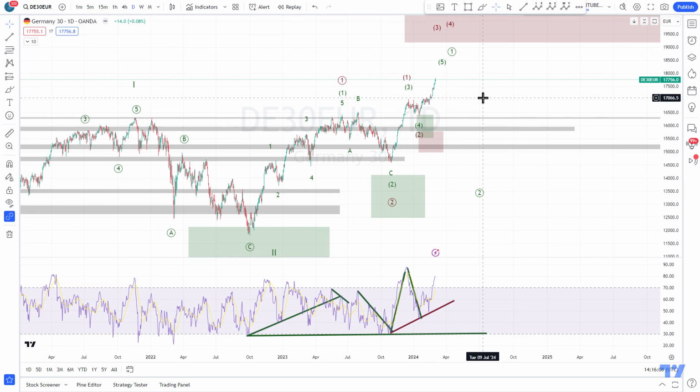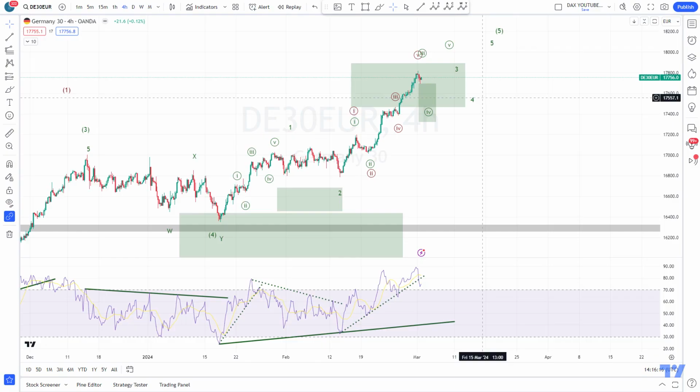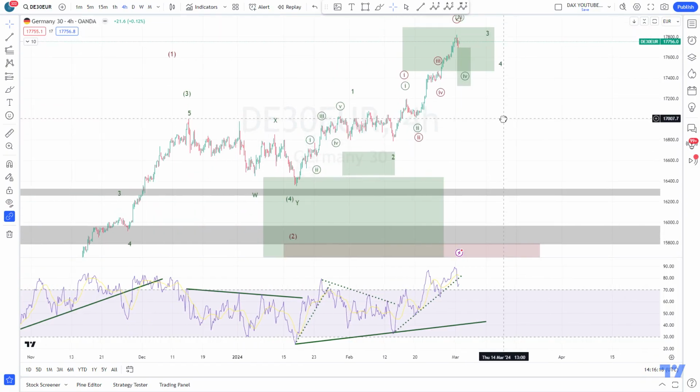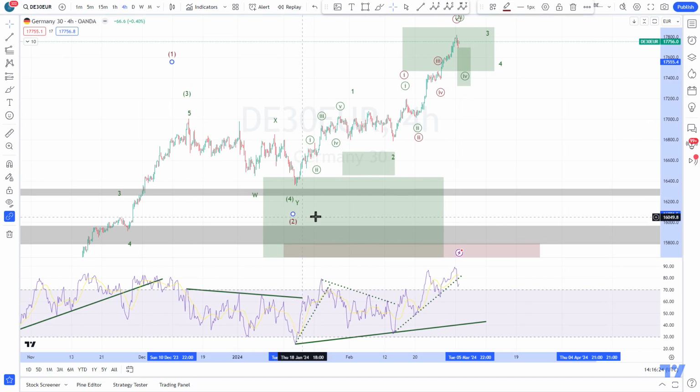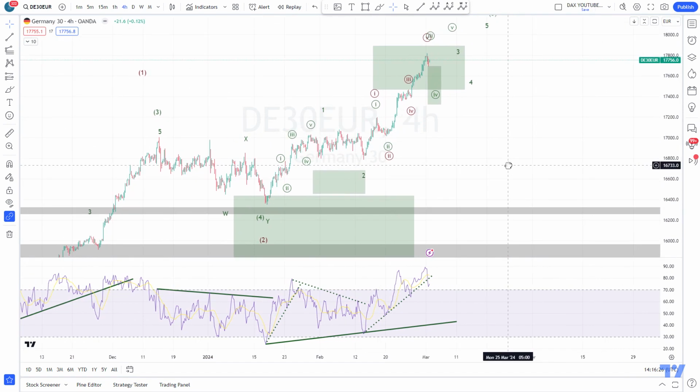We as traders are interested in the lower time frame, and so therefore we now go to the 4-hour. Like I said, this low here is an important low, can be a wave 4 low, can be a wave 2 low as shown in red. For the moment, not really important, I would say.